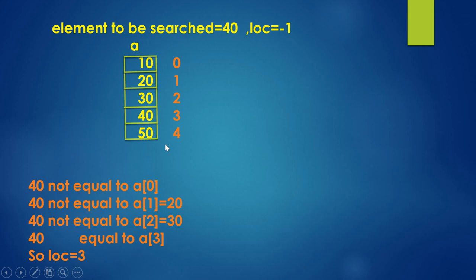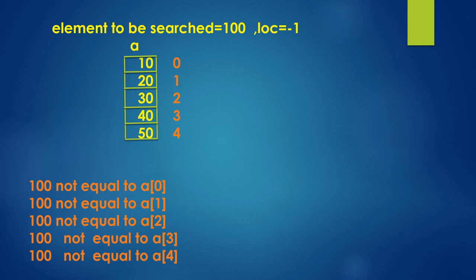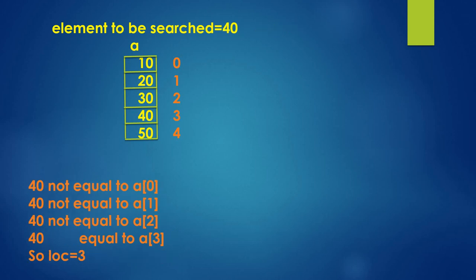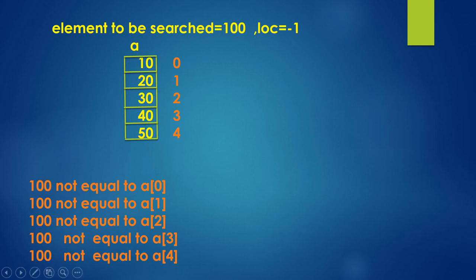You can consider one more example. See here, the element to be searched is 100. First of all, we need to initialize the location: location is equal to minus 1. The array indices are 0, 1, 2, 3, 4. The number of elements is 5. The elements are 10, 20, 30, 40 and 50.